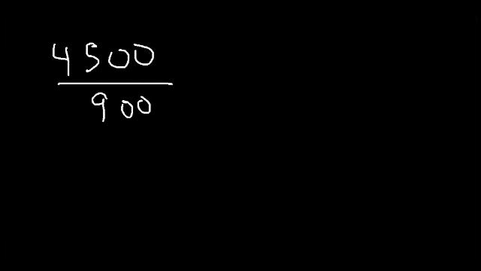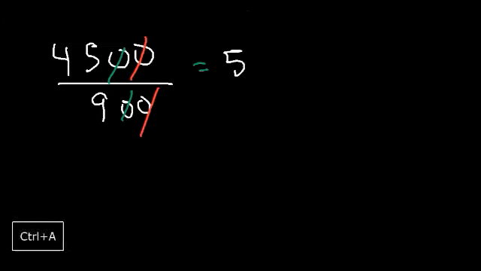Now what about 4,500 divided by 900? Well, we can cancel the zeros. So this is basically 45 divided by 9. And since 9 times 5 is 45, then 45 over 9 is 5. So 4,500 over 900, that's just 5.